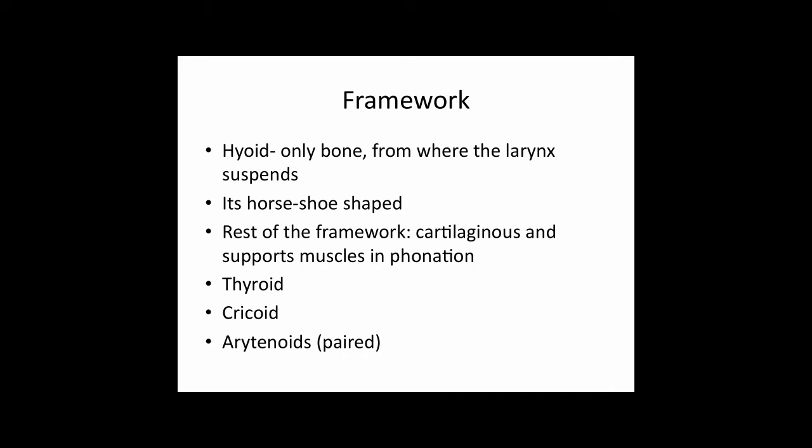So the only bone I said is a hyoid. The rest of the larynx is a cartilaginous structure, and it supports the muscles and phonation. So what are the different cartilages involved in our phonatory system? It's the thyroid, the cricoid, and the arytenoids. Okay. The thyroid and the cricoid are unpaired cartilages, meaning there is only one cartilage that forms the thyroid and the cricoid in your laryngeal system, and your arytenoids are paired cartilages.